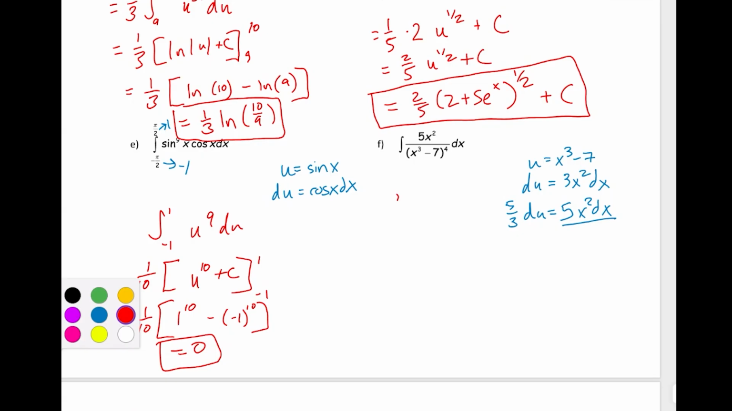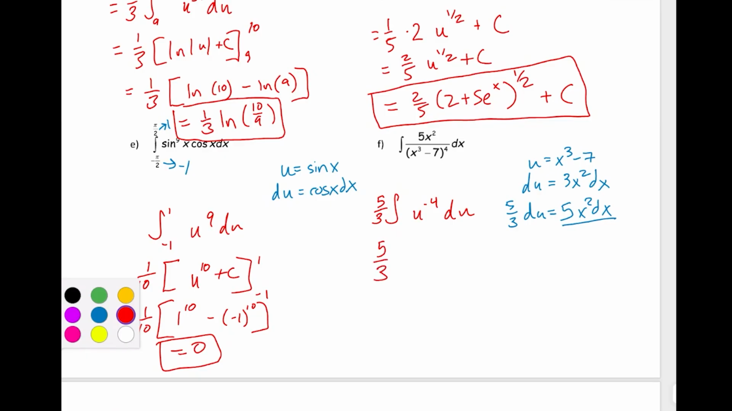So now I can rewrite this. I don't have to worry about boundaries because this is an indefinite integral. And this is going to be u to the negative 4th, oh wait, we've got that 5/3. Let me not forget about that. du. And yeah, so we can go ahead and integrate now.